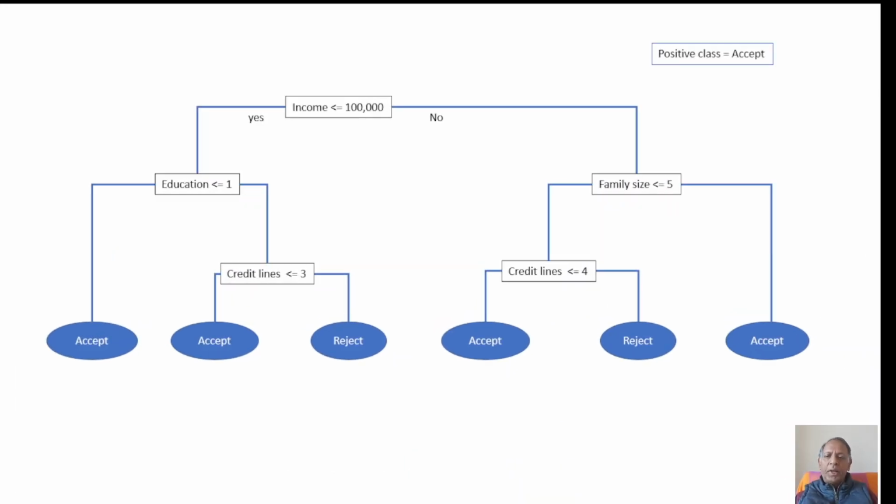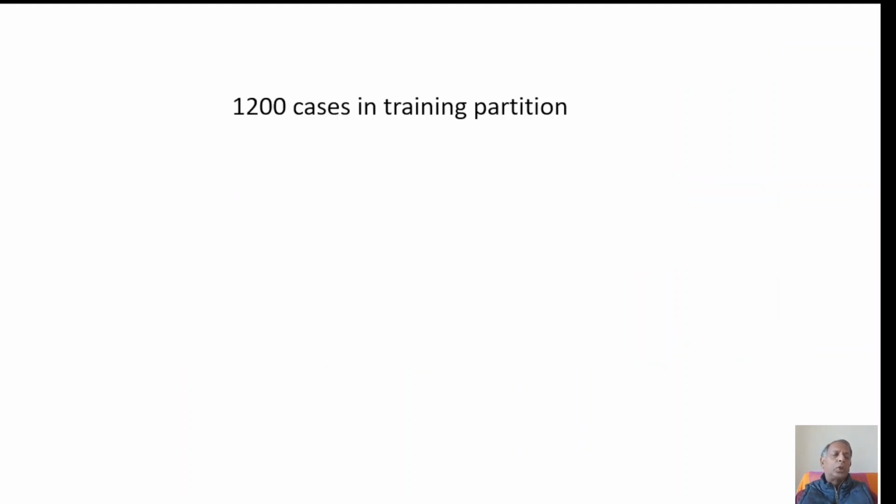So let's move on. That was the tree that we had, and we are now figuring out how the computer arrived at this tree. Now of course we know that this tree was built based on the training data that we had, historical data.